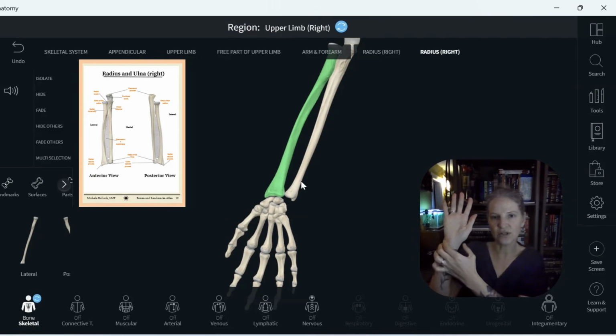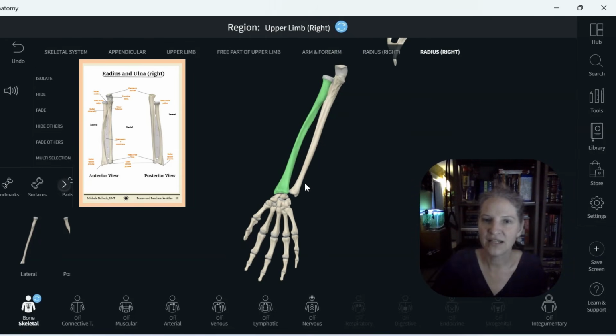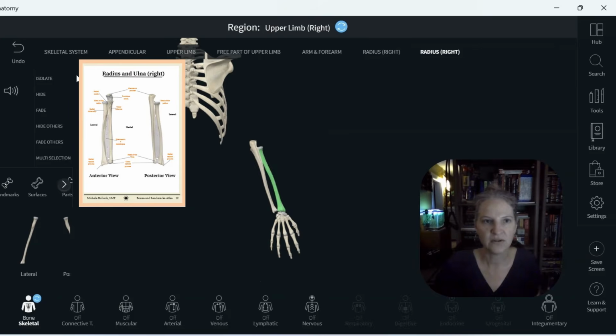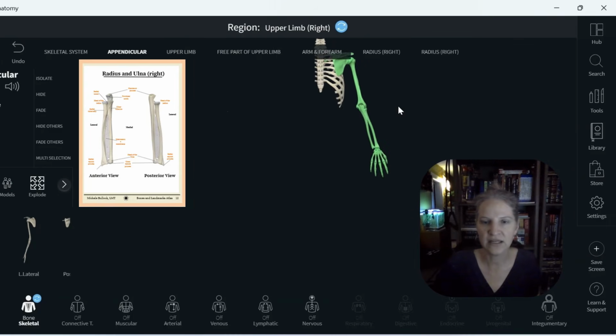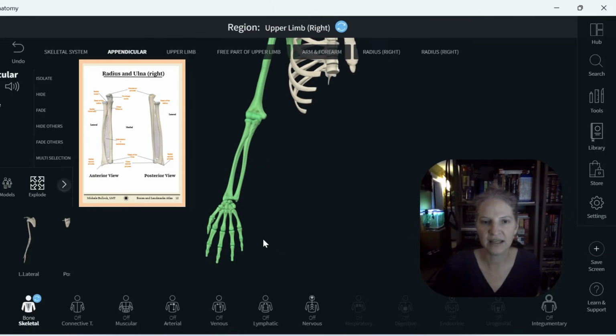So your ulnar styloid process is going to be kind of toward the back of your hand, the dorsal part of your hand. And the radial styloid process is going to be more toward the palm, and that's going to be on the thumb side. So lots of attachments in there. Okay, let's put that back together again. And we're going to look at the bones of the hand.